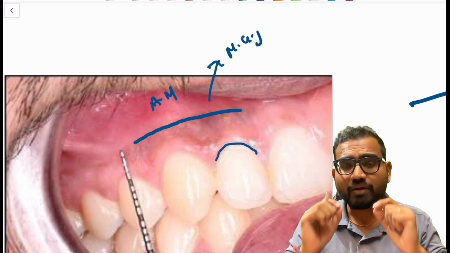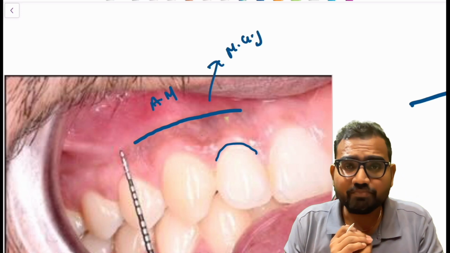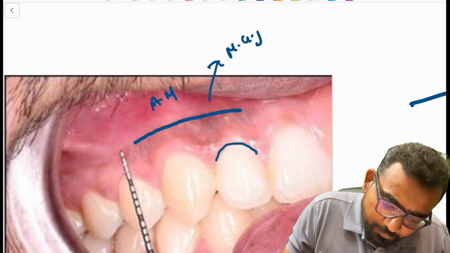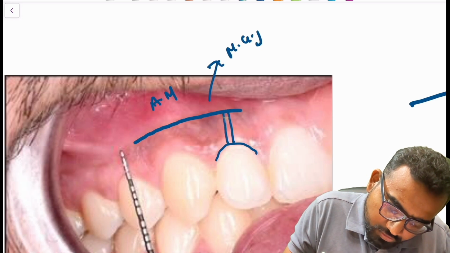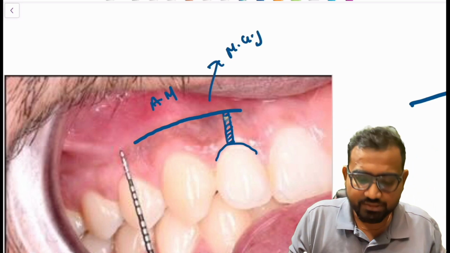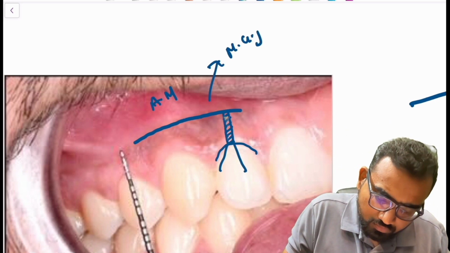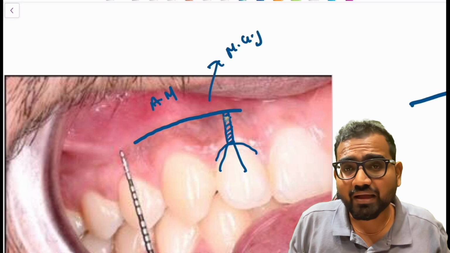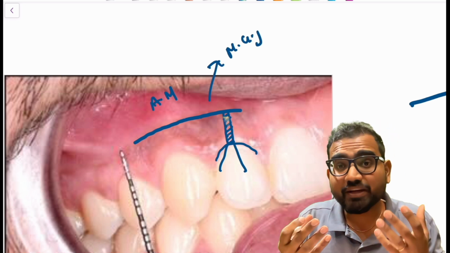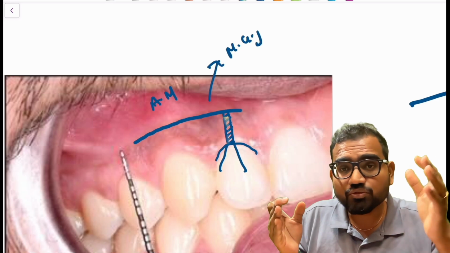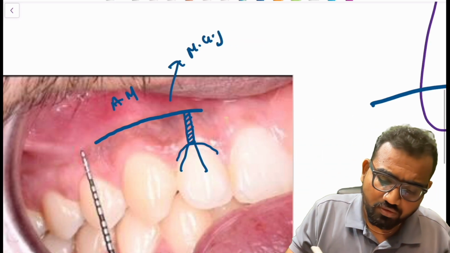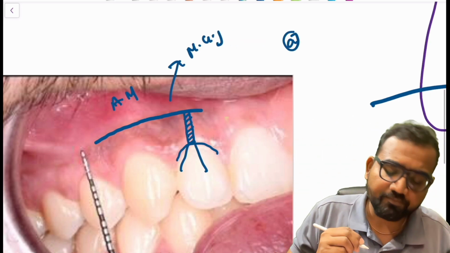Now how we are going to measure it: I will keep a probe from the gingival margin to the mucogingival junction. I'm not inserting the probe, I'm measuring it externally. So I'm measuring the gingiva from the gingival margin to the mucogingival junction, and I'm keeping that value as A.